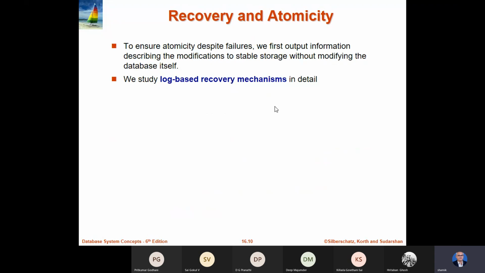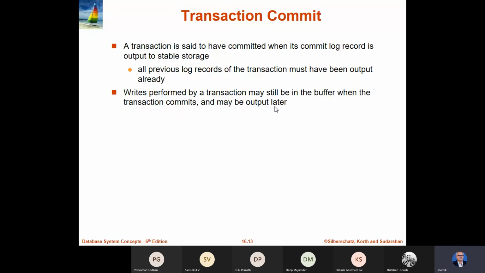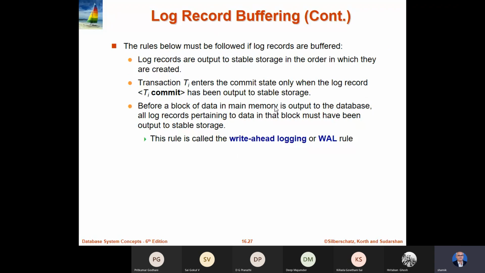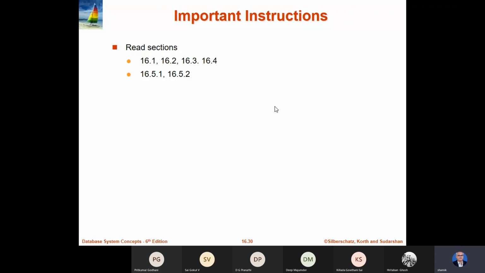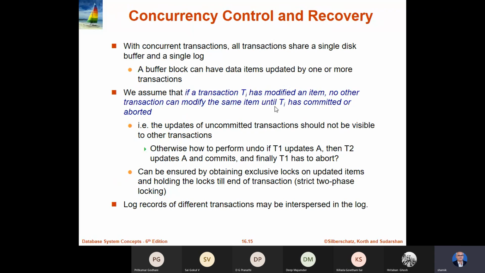Again, do not get confused between log and lock. Lock was in the context of concurrency control, and log-based recovery is in the context of recovery. We'll stop here, and we will start discussions on log-based recovery and complete that discussion tomorrow. That is about 20 or so pages, which we'll take up in tomorrow's class.